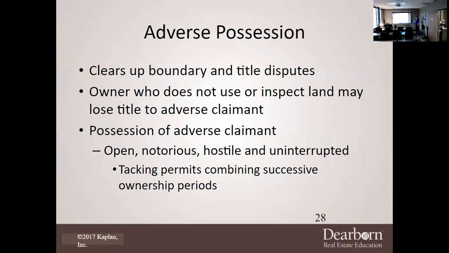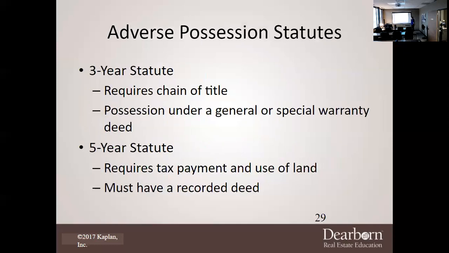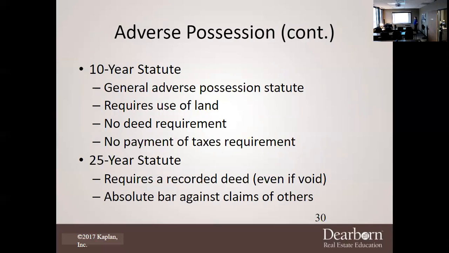Okay. Now, tacking permits, combining successive ownership periods, are also going to be some of those that you need to be aware of. Now, there is the 3-year statute, as he stated on that video. It requires a chain of title and possession under a general or special warranty deed. There is also the 5-year statute, which requires tax payment and use of land and must have, of course, another recorded deed. There further is a 10-year statute that requires use of the land. However, there is no deed requirement and no payment of taxes that have to be required.